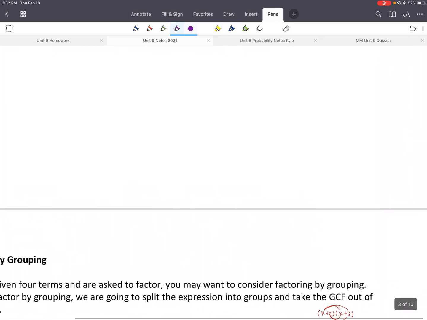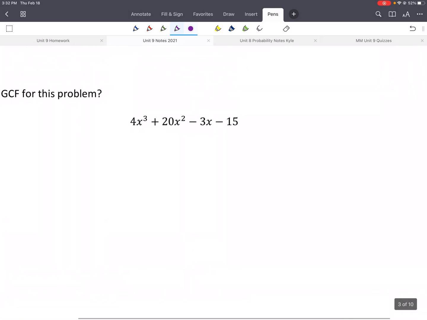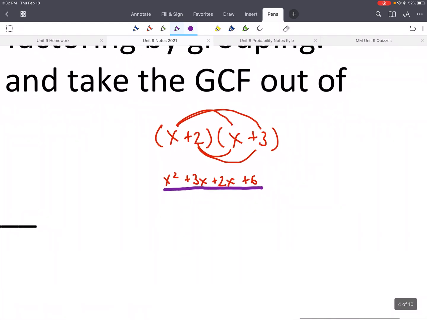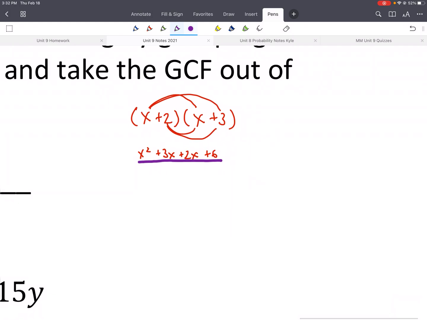Nothing very similar to what we just tried up here, but we couldn't get it to work. So the plan today is we're going to start with an expression that has 4 terms, and we're going to go the opposite direction. So when we're done, we should end up having 2 parentheses with x's and numbers inside.